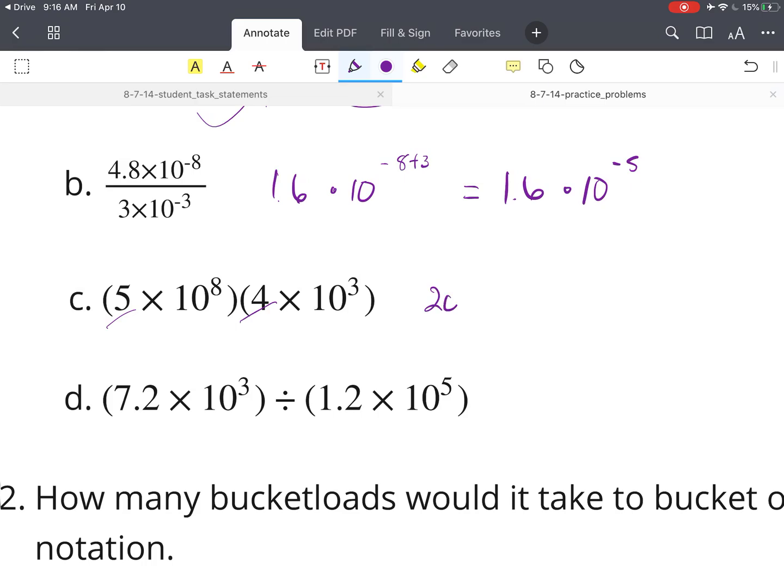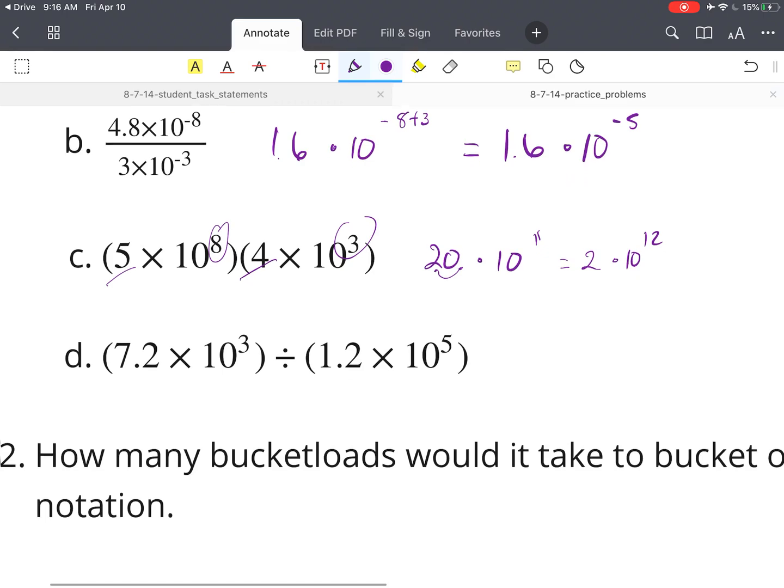5 times 4 is 20, times 10 to the 8 plus 3 is 11. But that's not in scientific notation. We're going to have to move the decimal one to the left, which means, since we're moving it to the left, we're going to increase the exponent by 1.